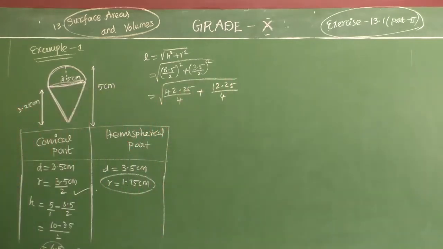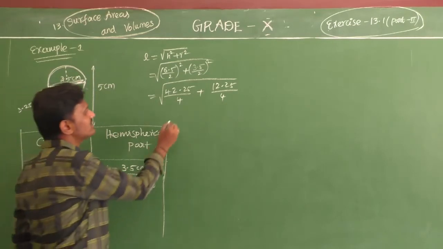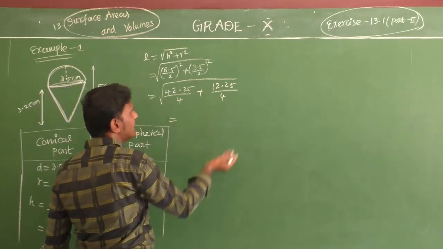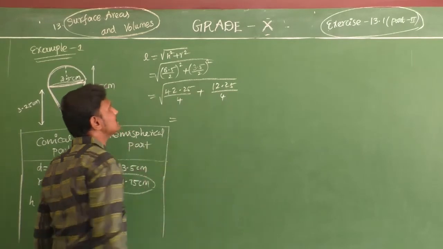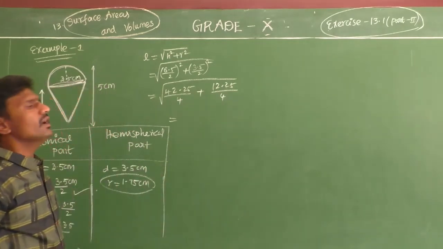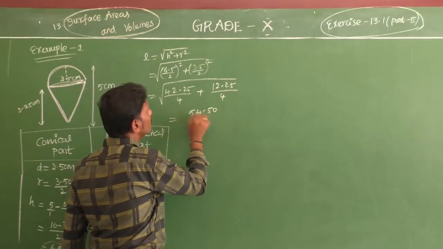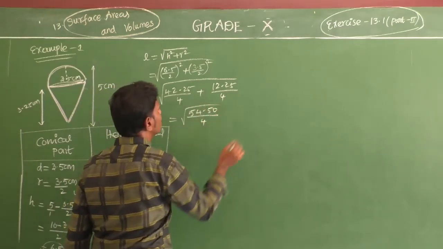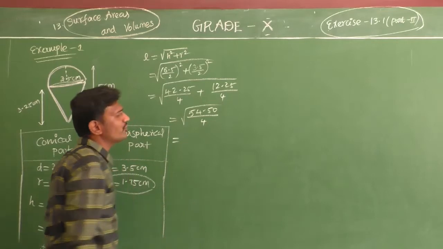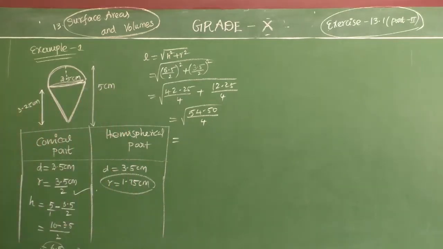Yes, student. Okay. Now you have the same denominator. So directly you have to add 42 plus 12. 42, 52, 54. Then 54.50 whole divided by 4. Okay. So I'm taking 54.5 as the square root.